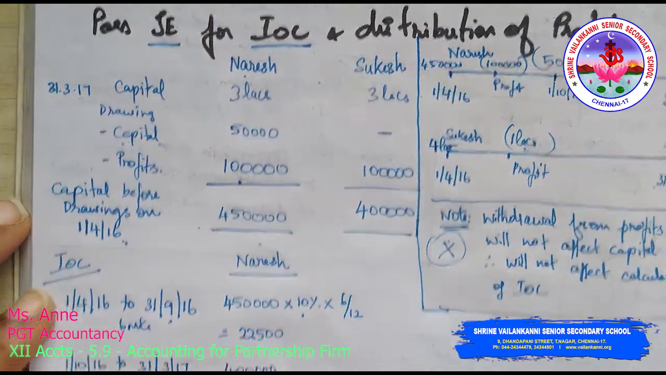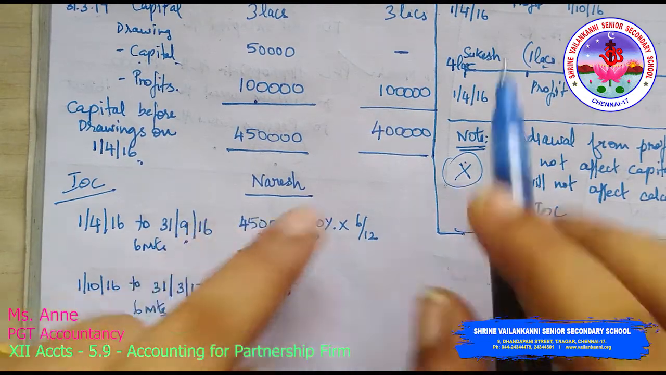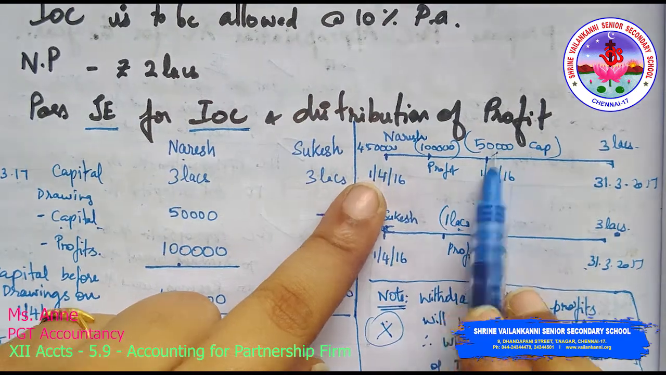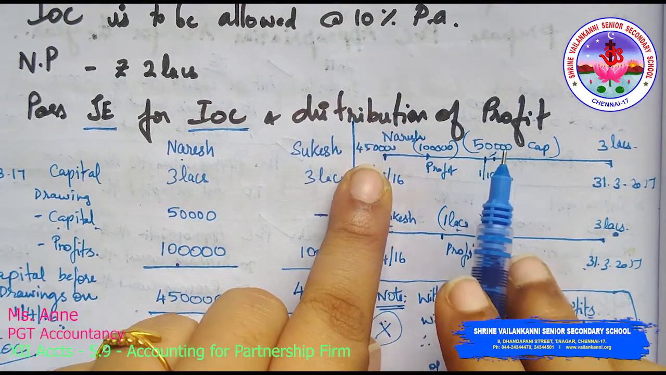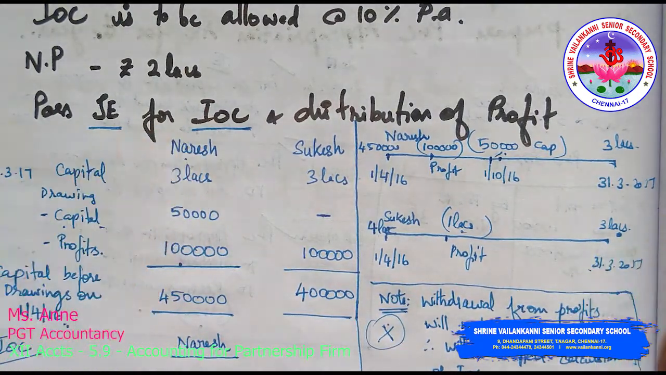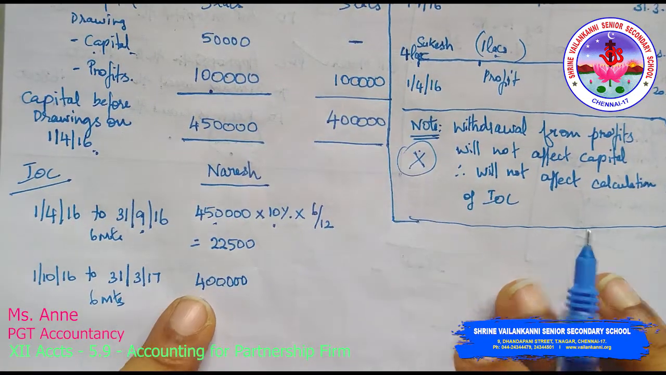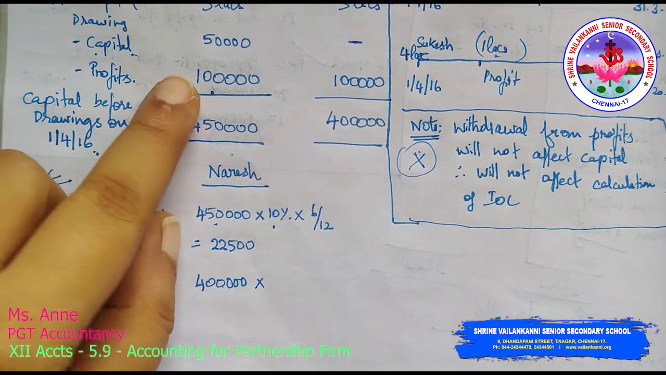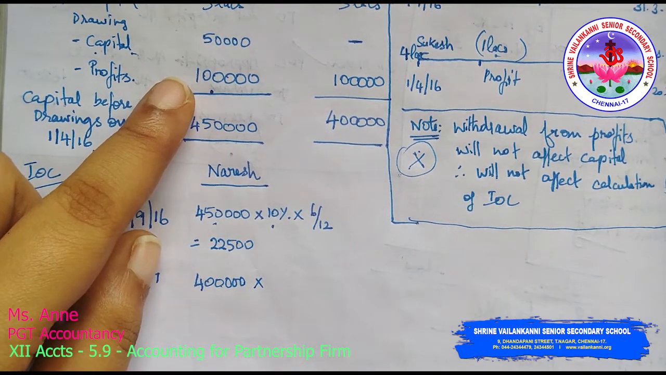So this part is, see, 4,50,000 was the capital. Out of that, 50,000 is the withdrawal from capital. So from 4,50,000, you need to deduct 50,000. Then how much will be the capital? It will be 4 lakhs. Next, we need to charge the interest on capital. Withdrawal from profits will not affect the calculation of interest on capital.